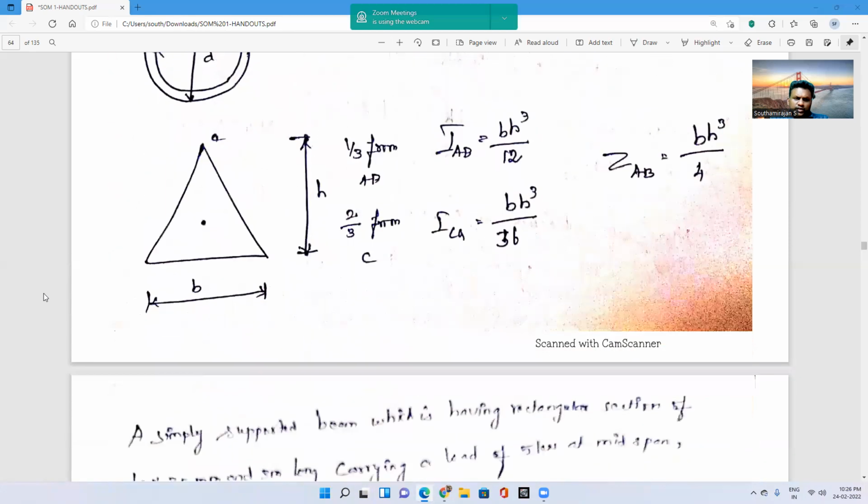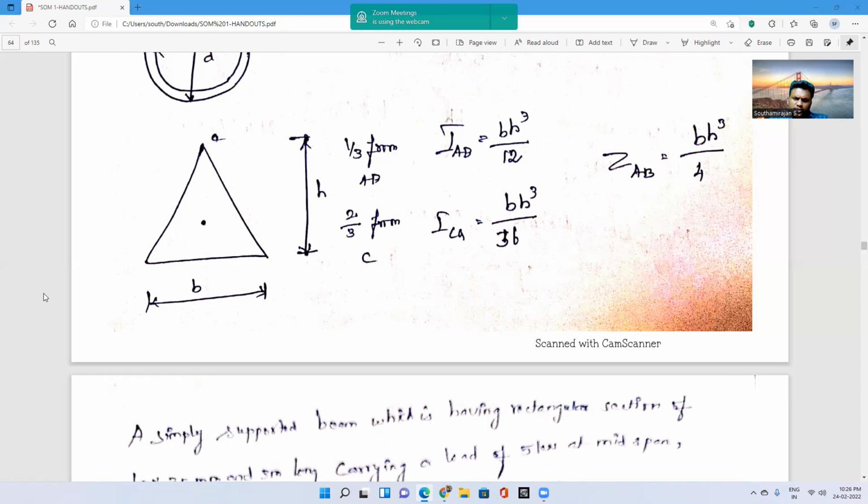Next, we will go through the moment of inertia for triangular sections. For the triangular section, the height of the triangular member will be h and the base will be b. If you are calculating the moment of inertia from the base, the distance will be 1 by 3 of the height. From the apex it will be 2 by 3.